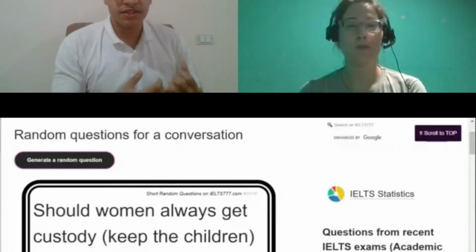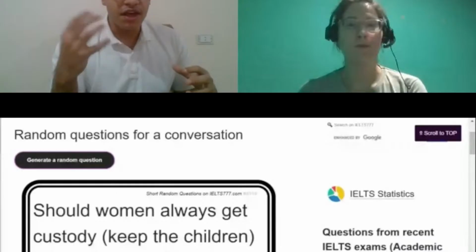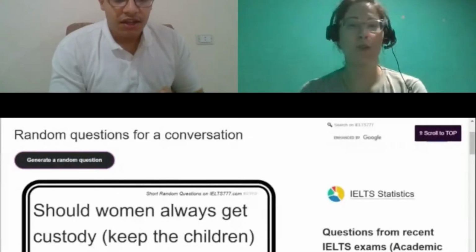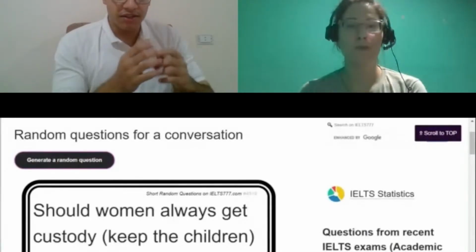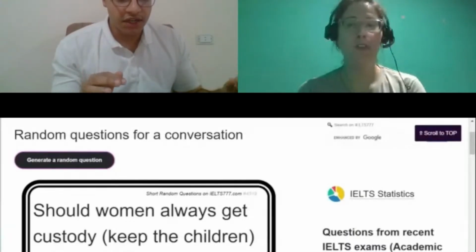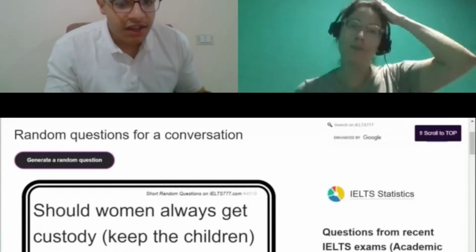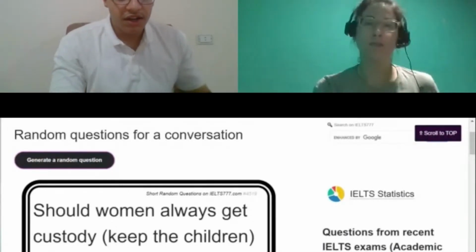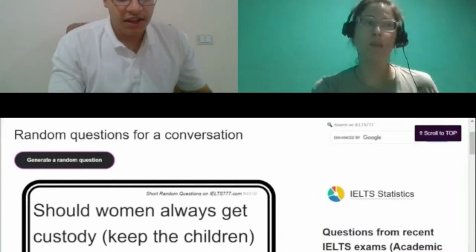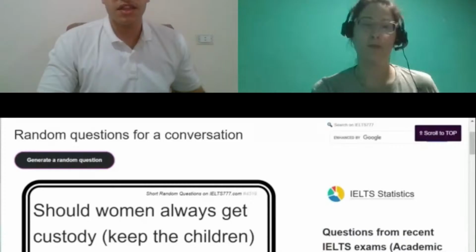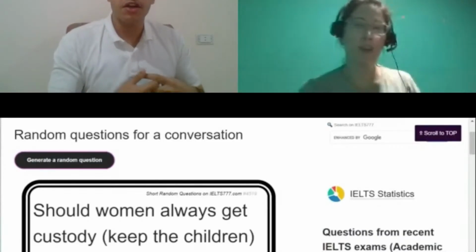Custody. What does custody mean? Does the mother take the children? Yeah, custody is who gets the children, the dad or the mom or both. Separate the children, or the mother or the father takes the children? Yeah, which do you think is better? Could you please speak slower? Yes, custody means who gets the children.